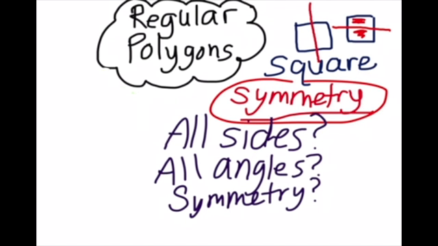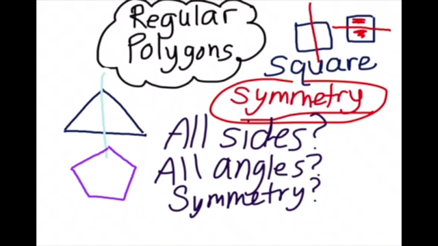But guess what kind of triangle would be? An equilateral triangle. And that would just be a triangle that has the same length on each side. And again, if you cut it in half, they are exactly the same. And I see that they have the same angles. So that would be a regular polygon. What else would be? Well, a pentagon. If I make sure that the pentagon has the same length of sides, then that would work.